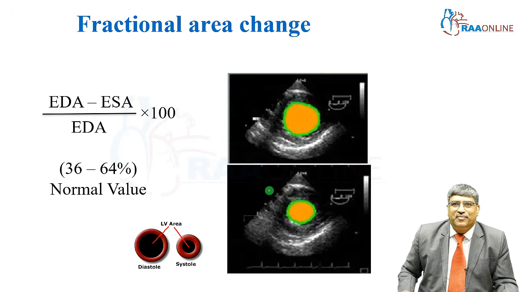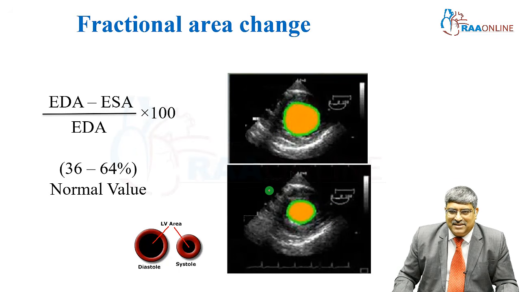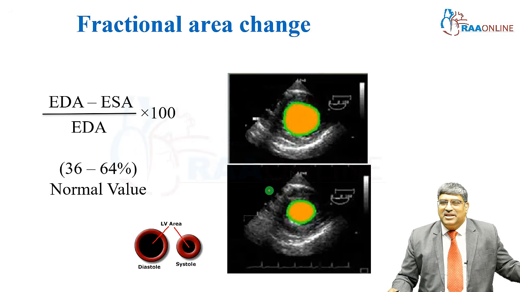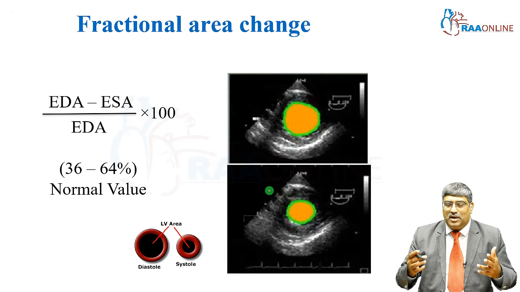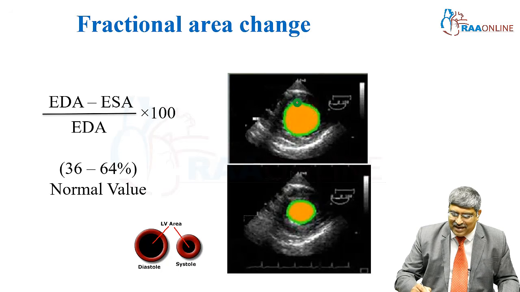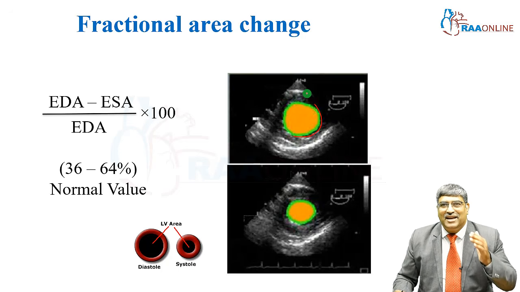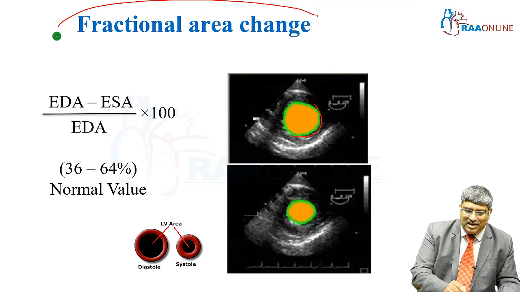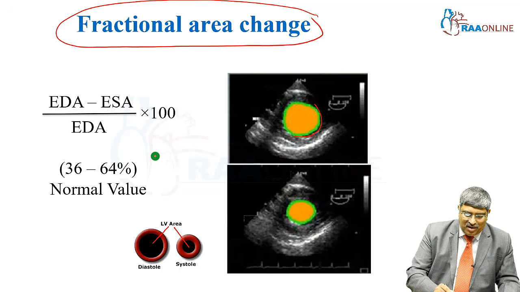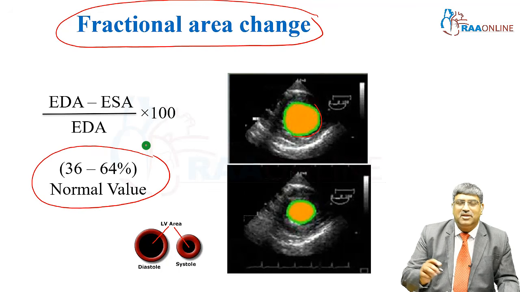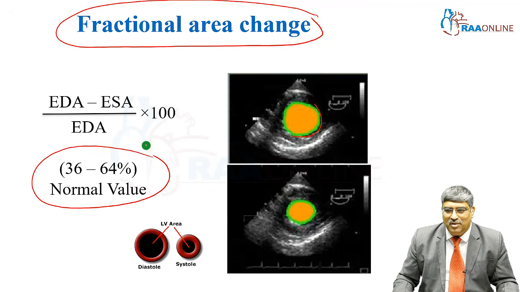Now coming to fractional area change. Initially you measure the volume, then you measure the diameter. Instead of volume and diameter, if you measure the area in end systole and end diastole, it is called the FAC, which is fractional area change. The normal is between 36 to 64%.